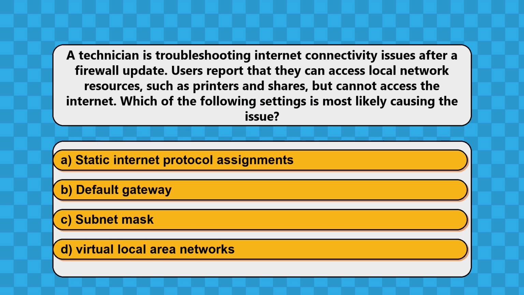Question 51. A technician is troubleshooting internet connectivity issues after a firewall update. Users report that they can access local network resources, such as printers and shares, but cannot access the internet. Which of the following settings is most likely causing the issue? Option A, static Internet Protocol assignments. Option B, default gateway. Option C, subnet mask. Option D, virtual local area networks. The correct answer is option B, default gateway.